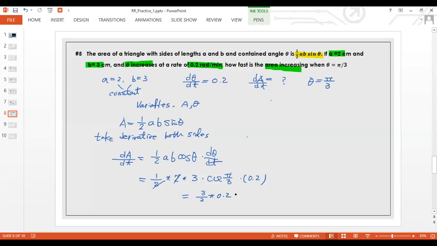Okay, so here we have 0.3 centimeter. So it's centimeter squared per second here. Okay, that's it. Let's take a look at the last two. The last two are here. So let's see the numbers.